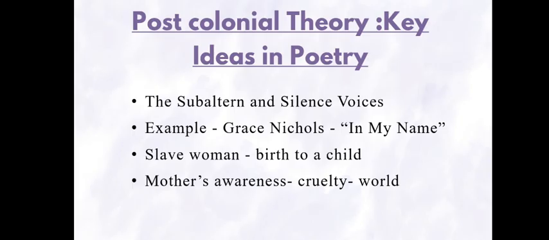Nichols employs free verse in this poem, allowing for an unrestrained expression that mirrors the mother's fleeting sense of freedom during childbirth. The repetition of possessive phrases emphasizes the mother's deep connection to her child amidst adversity. Through In My Name, Nichols sheds light on the resilience of enslaved women, their maternal bonds, and their enduring hope for their children's futures.